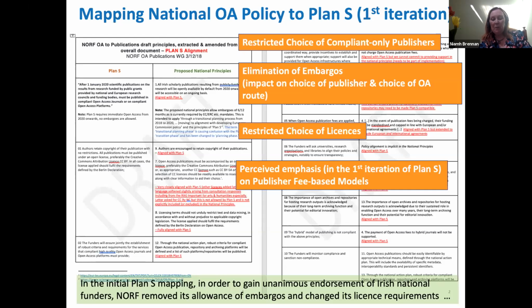However, in the initial Plan S mapping, in order to gain the unanimous endorsement of the Irish national funders, the NORF, the National Open Research Forum, removed its allowance of embargoes and changed its license requirements. And you might say that we're awful wimps, but we really had no option in this. We had to do it.